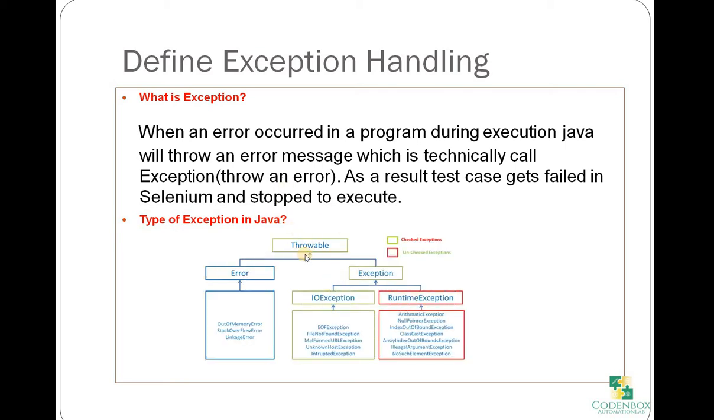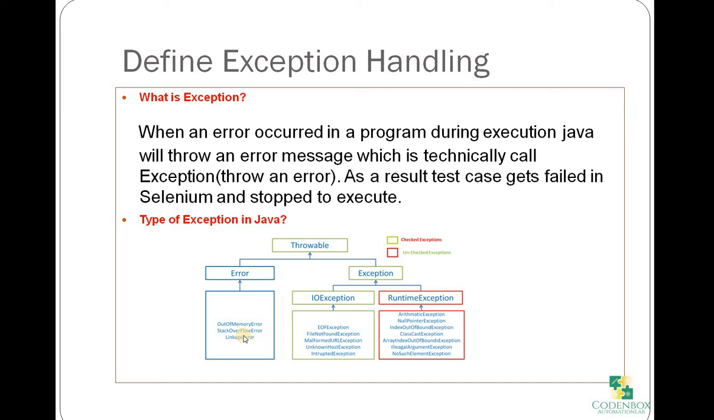In Java there is a super class called the Throwable class, and it has two subclasses. One is Error, another one is Exception. Error is not a programmatical error, it's some memory related error, for example an out of memory error. If your RAM is full, it will throw an error and tell you it's an out of memory error.